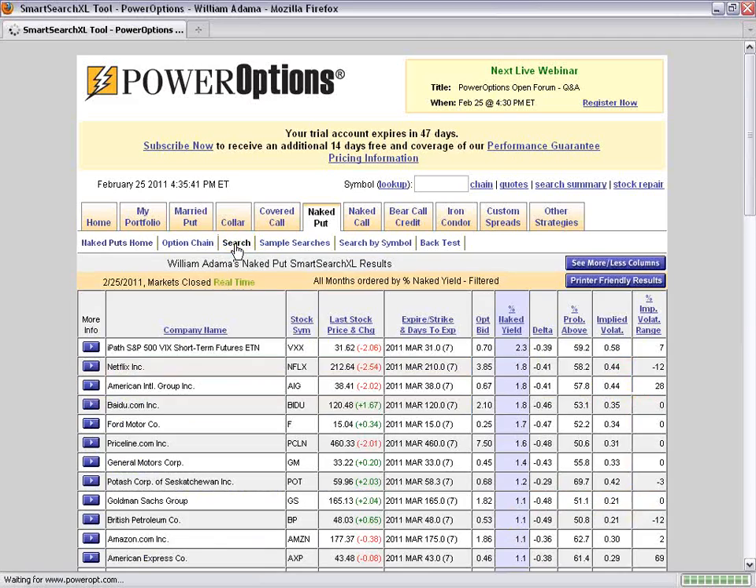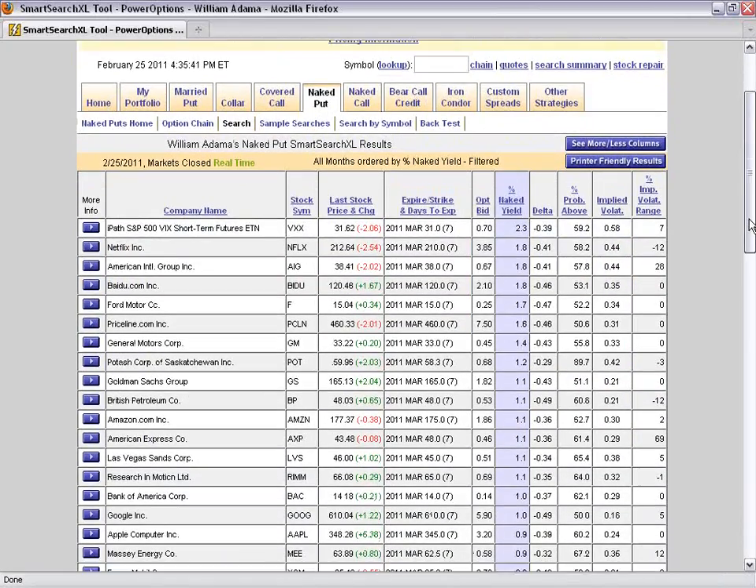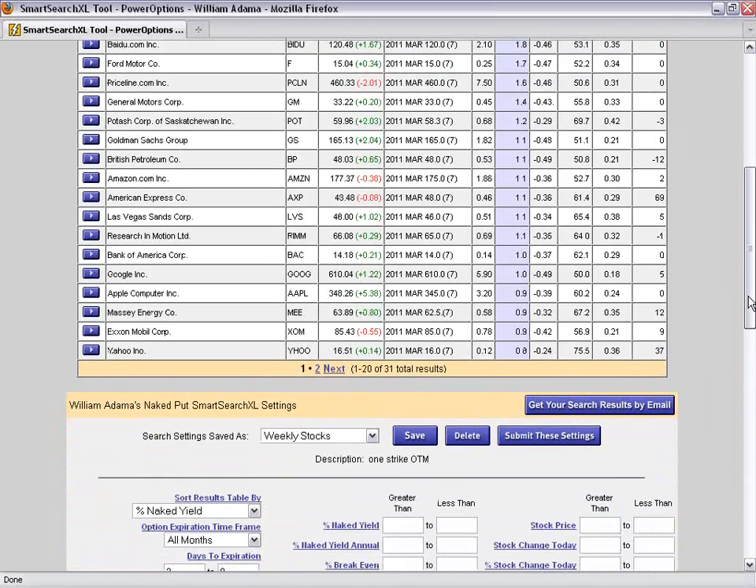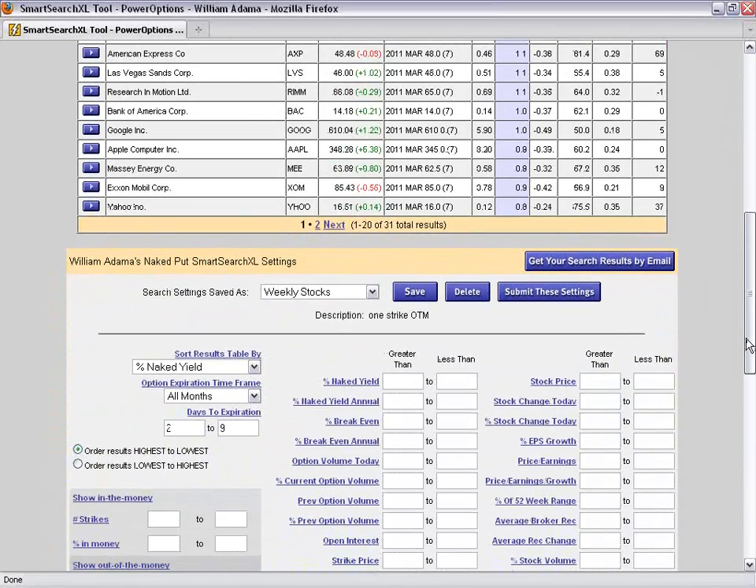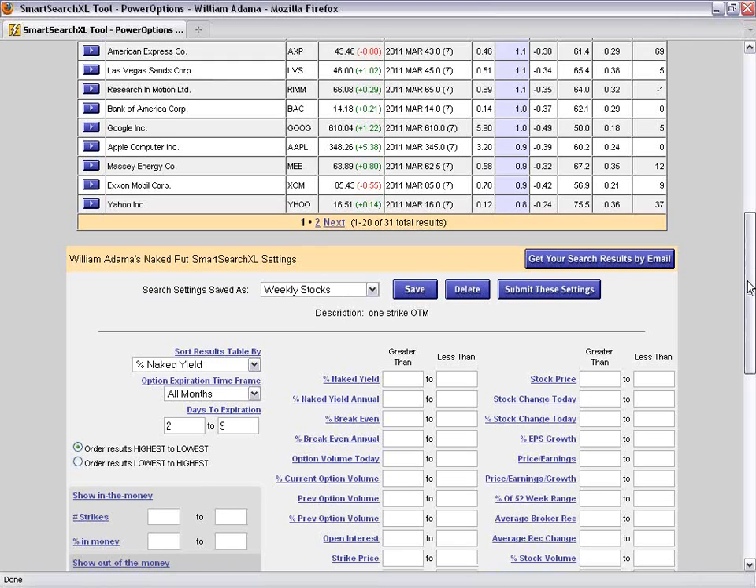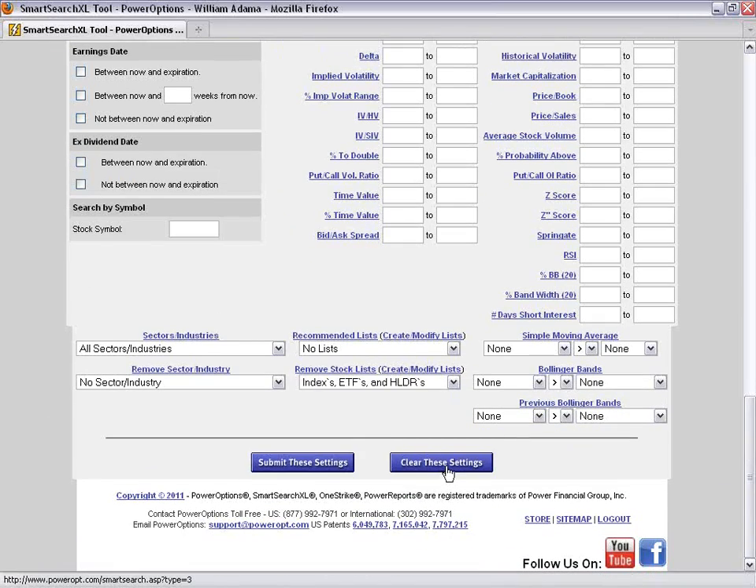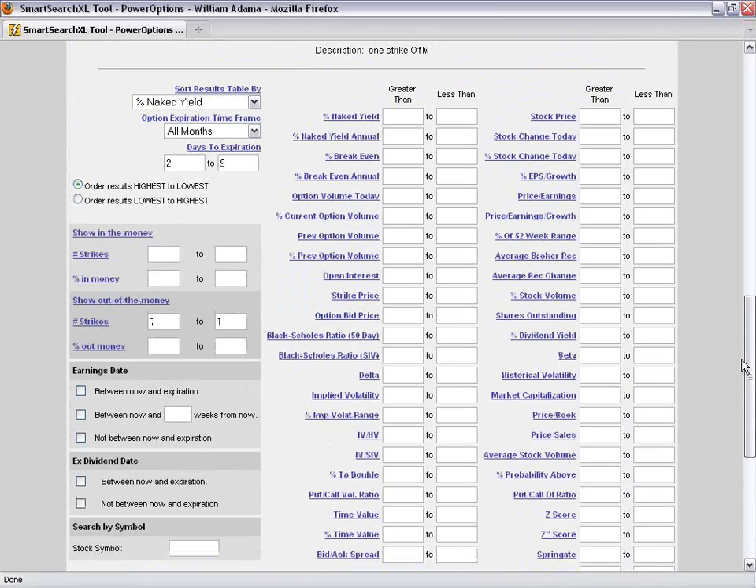All right, and this is going to pull up a list of potential put options that match our basic or default criteria. And it looks like we already have a saved search, so we don't have to show how we would have created this. But just for review, if I put up the standard search or one of the initial value searches on the naked put menu, we simply would have scrolled down to the bottom of the page. We would have clicked on clear these settings. That would have emptied out all of our criteria.